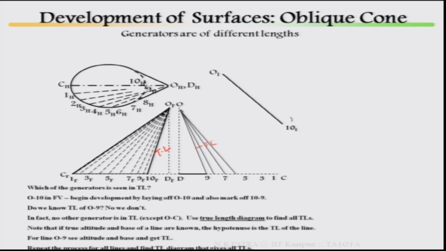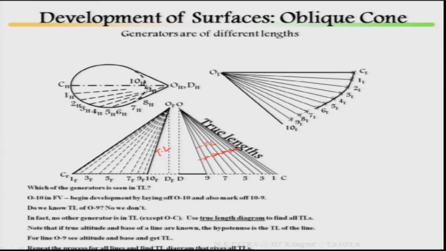O9, O7, O5, O3, O1 and OC. From here to here, these are all your true lengths. Then lay it down. How does it look? It shows in true length one half of your developed surface, only one half. Once you know the one half, the rest half is a mirror image. I will stop here.